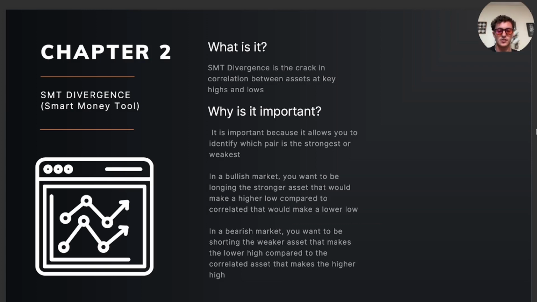So when you're looking for SMT divergence and you're looking for buys, you want to be longing the stronger one. And if you're looking for sells, you want to be shorting the weaker one. Those are very key factors in regards to the model and what you want to be paying attention to, to stay on the right side of the market, to make sure that you're participating in low resistance liquidity run moves that are very quick from your entry to your take profit. That is very important here.